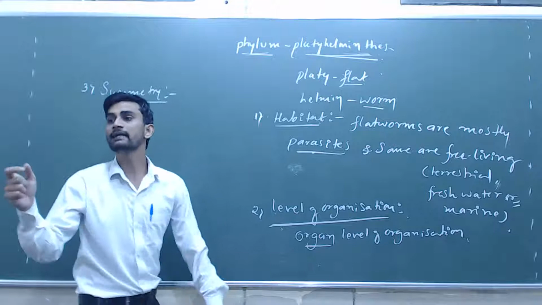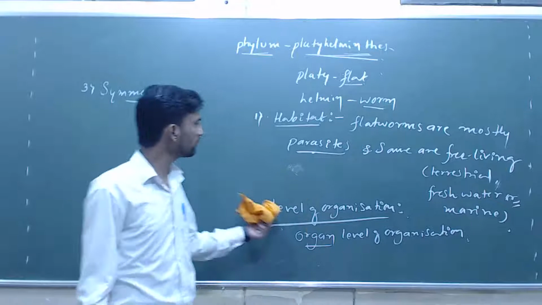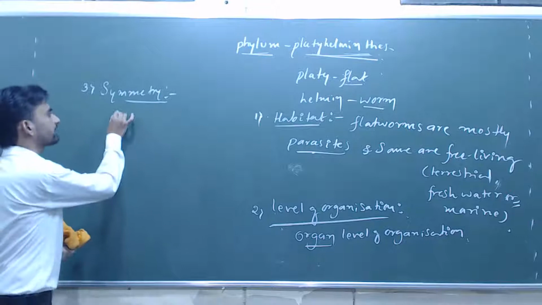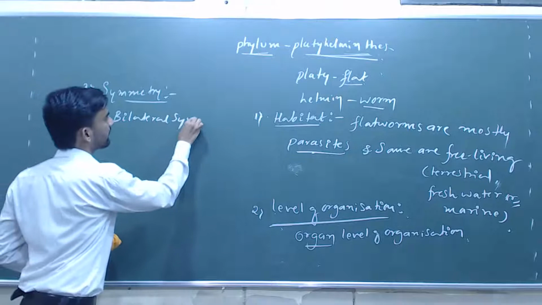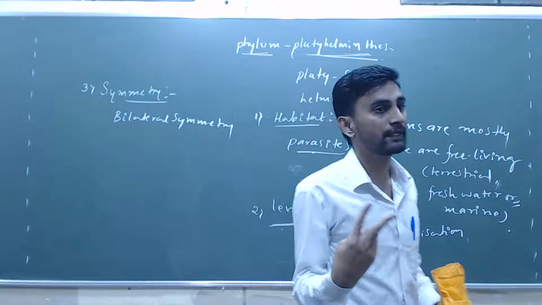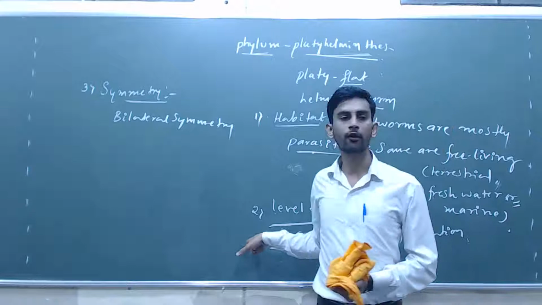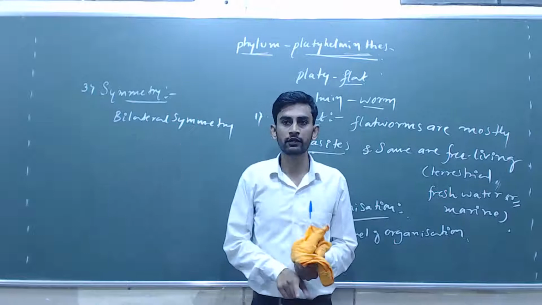Here also, animals should be exhibiting a type of symmetry. What type of symmetry is there here? Bilateral symmetry. So you have to remember two important special things in this phylum. What are those two things? For the first time, organ level organization is exhibited, and second, bilateral symmetry is starting from flatworms only.